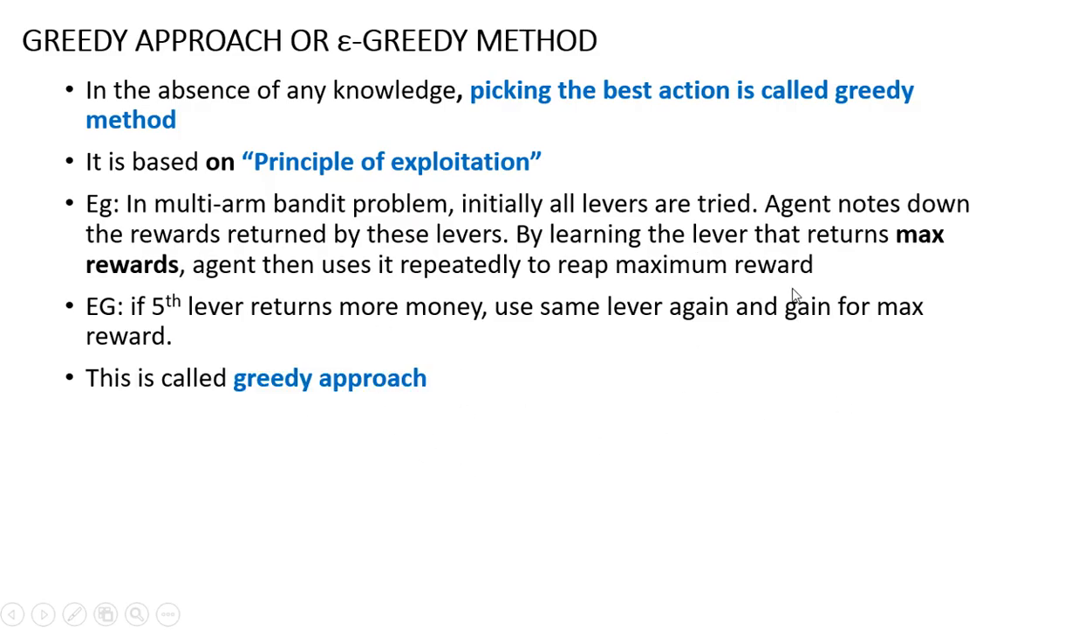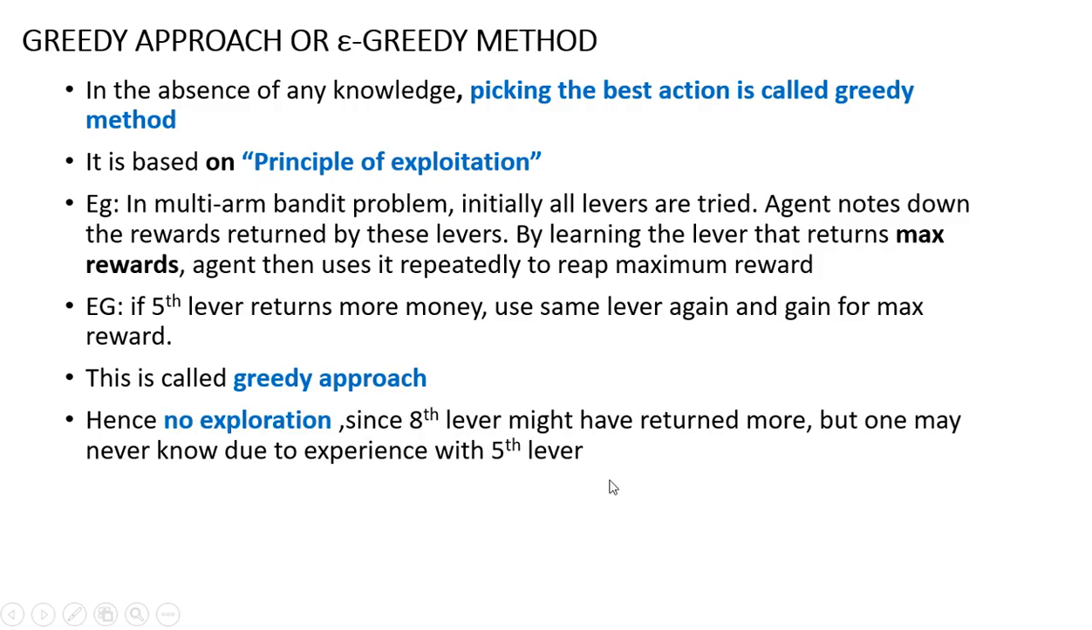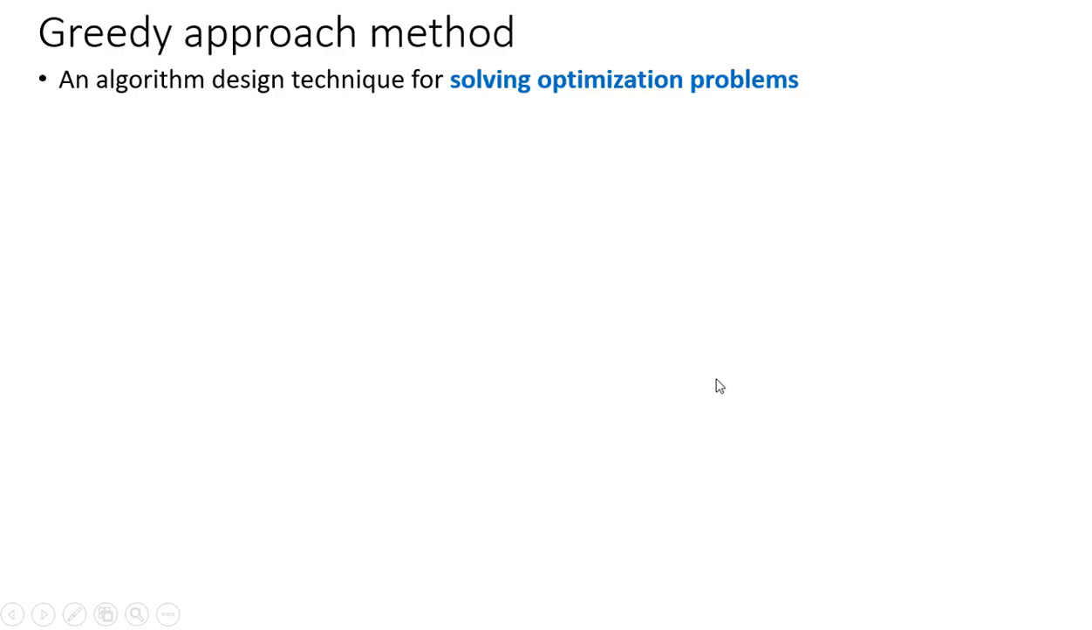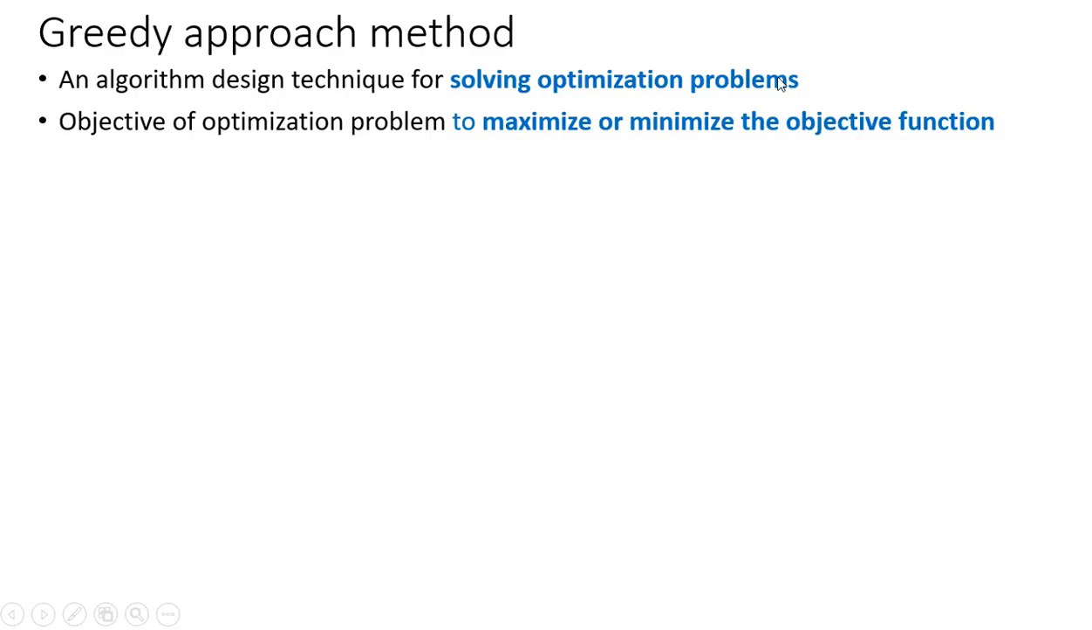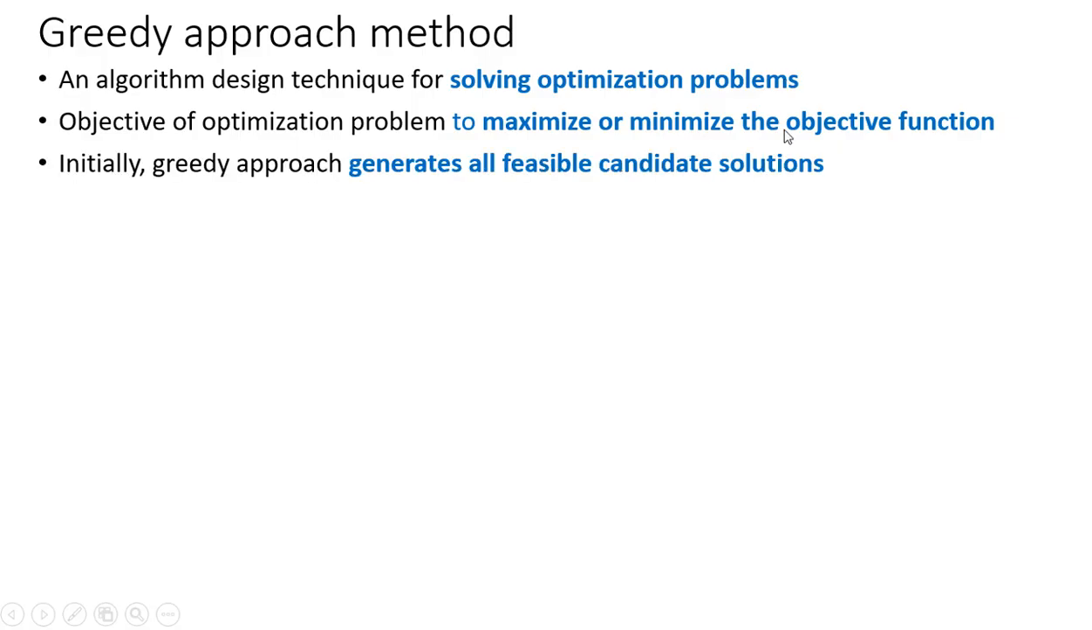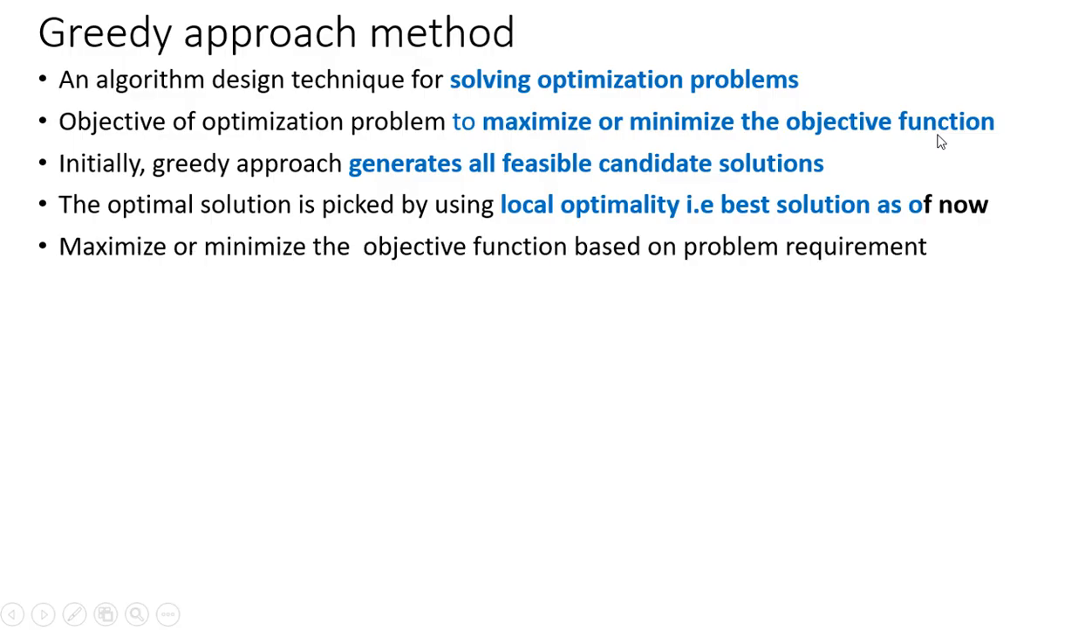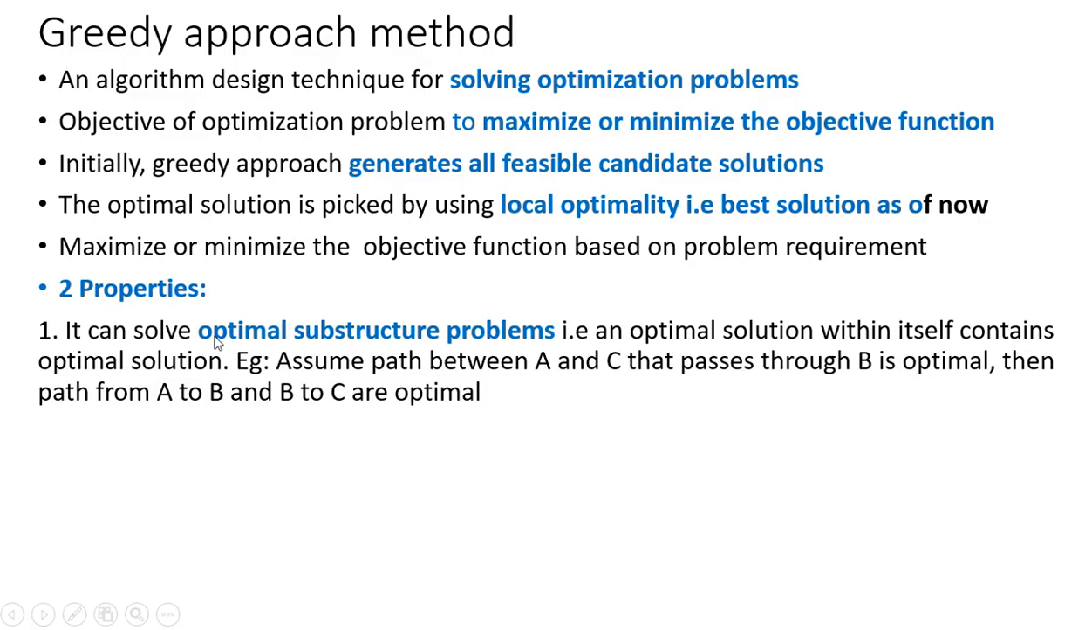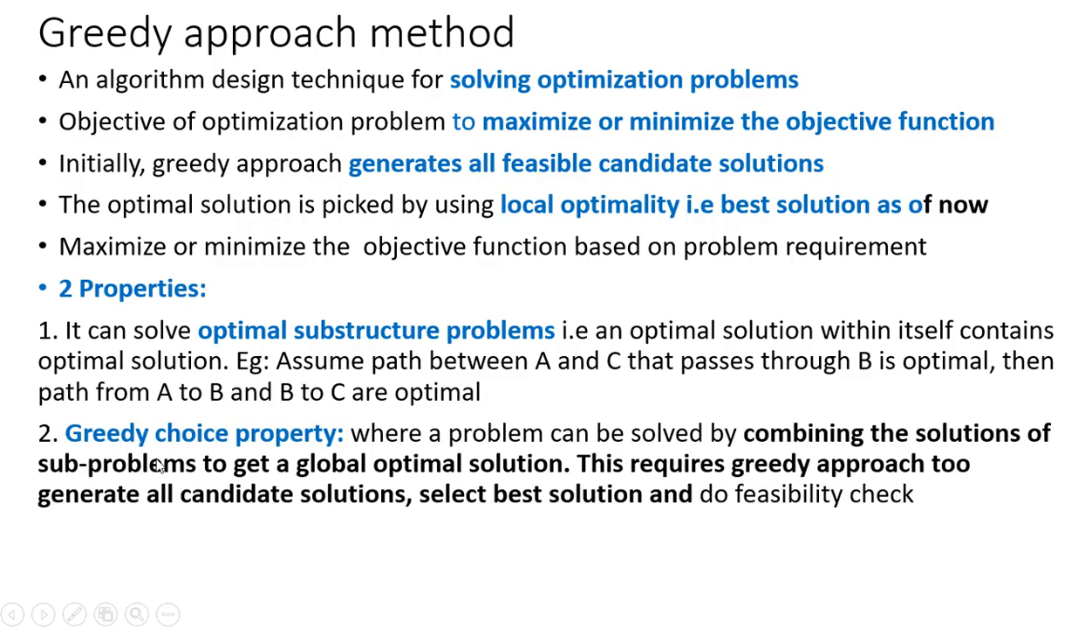So that's called a greedy approach. So you try to take the maximum money, keep working on the same lever to get the maximum money. That's called a greedy approach. So as I said, it works for solving optimization problems, and the objective is to maximize or minimize the objective function. And there are two properties here. Greedy approach works for optimal substructure problems and the greedy choice property, that means it's a combination where it uses the greedy approach to generate all the candidate solutions. So the two properties are optimal substructure and the greedy choice property.